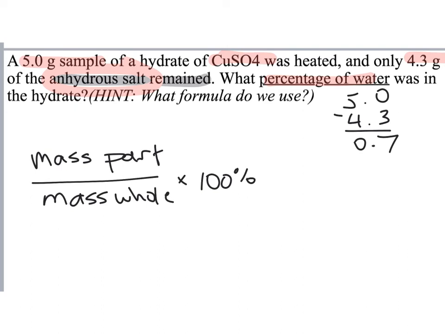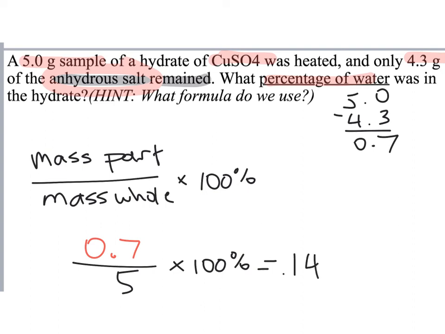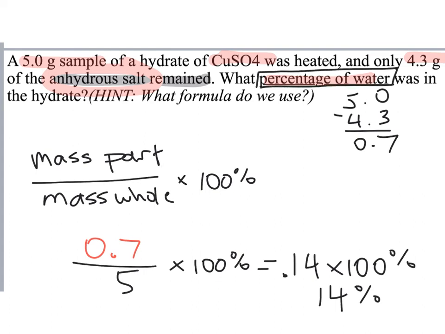And what we're going to have is 0.7 divided by 5 times 100%. And that is going to be equal to 14.14 times 100%, or 14%. That is the percentage of water by mass of this particular substance.